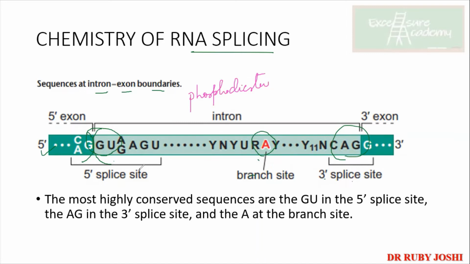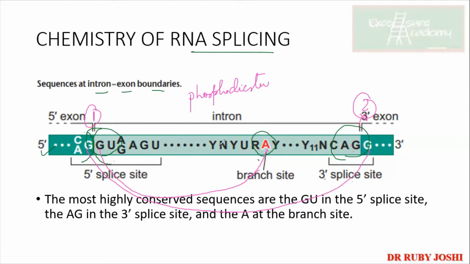So your first bond is broken over here, that is between the G. Okay. So what will happen? This free G will go and form a bond with A. Okay. This is your first bond. The second is this bond will be broken over here. Okay, this is your second phosphodiester bond broken, and here the G will go and bind with this G.